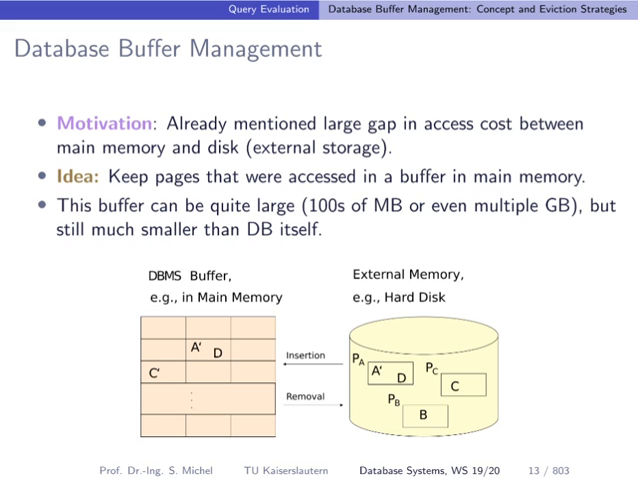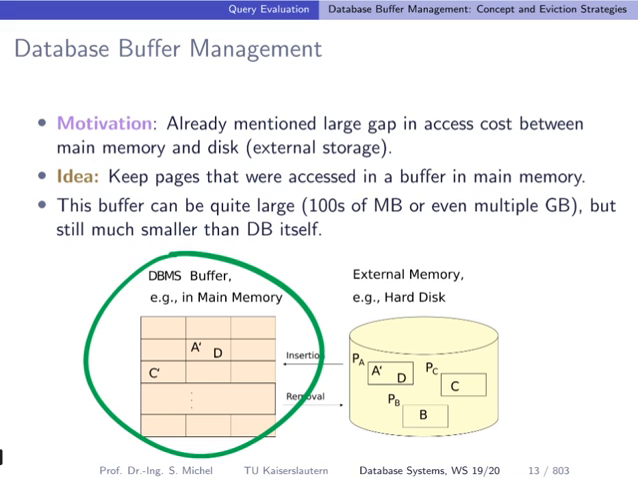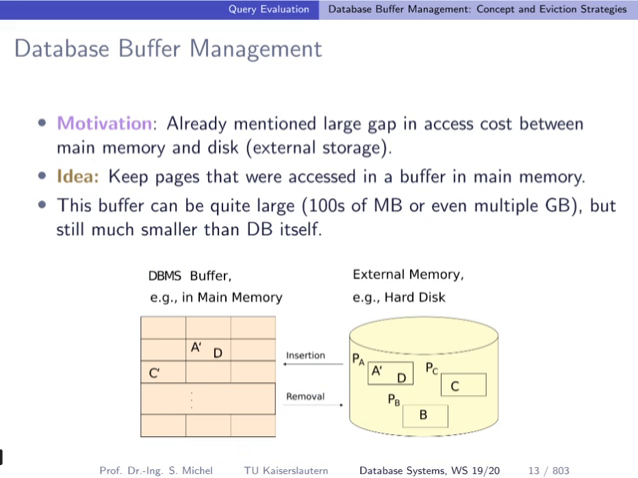So we have previously seen how data is organized on disk, and we have also discussed that access to main memory is much faster than access to disk. So the idea behind database buffer management is to allocate some space in main memory. This is called the database buffer. And inside the buffer, there's space to put pages that are loaded from disk.